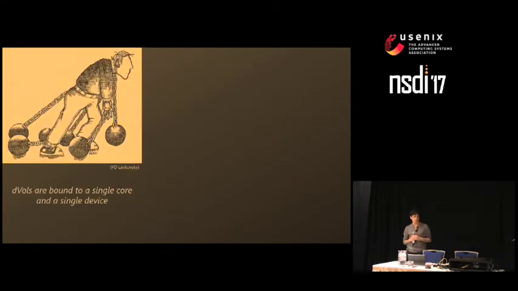Now, one of the consequences of this decision is that devvols are bound both in terms of performance and in capacity to that of a single device and a single core in the system. In practice, in terms of the single core, we find that for today's hardware, we're able to saturate the device even using only a single core. In terms of the device limitation, this really does mimic what's available today with local SSDs. You're limited to both the capacity and performance of a single device.